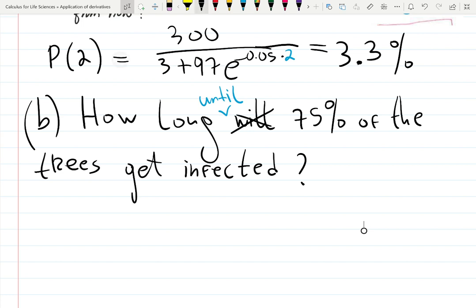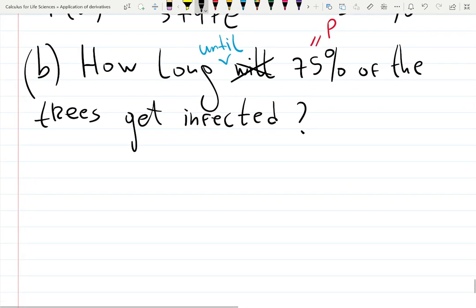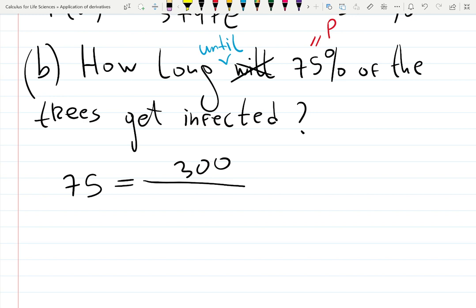How cool is that? So what is 75? Who knows? P. That's your P. Was it P? Yes, P. I'm questioning the name of the variable. P is 75. Don't change the percentages. It is in percent. 300 is the same. 300 over 3 plus 97 times e raised to the minus 0.05 t.